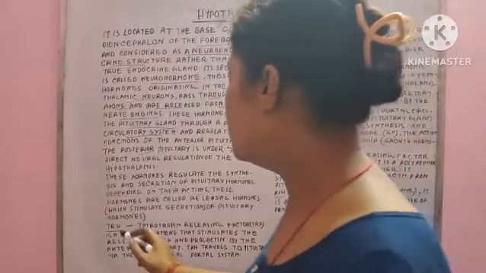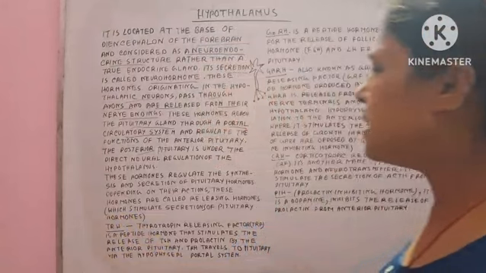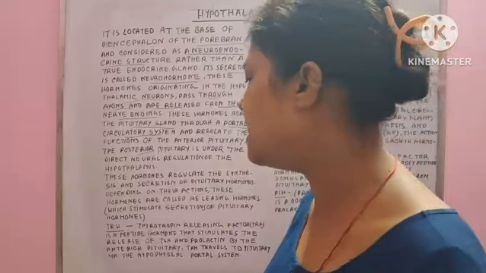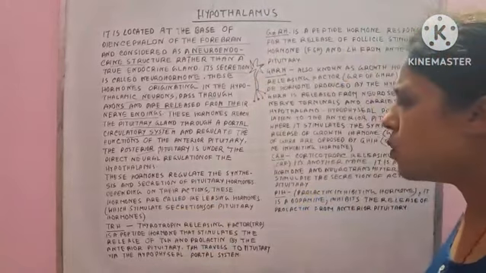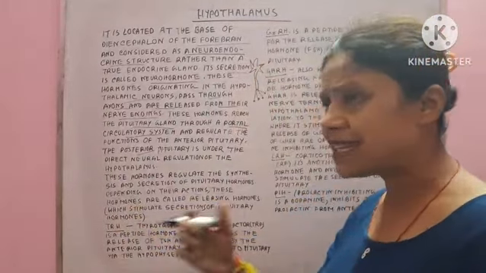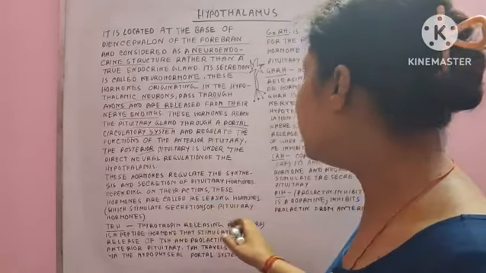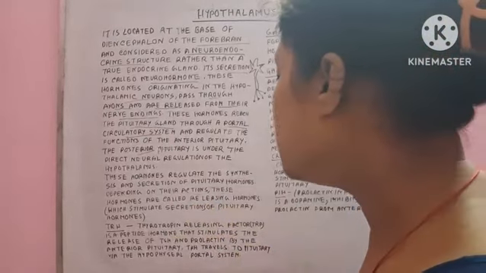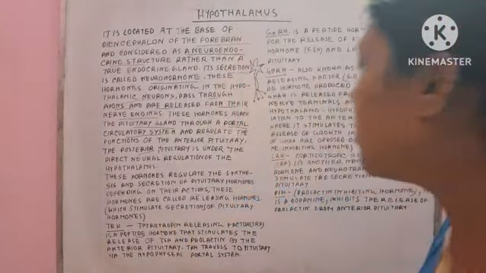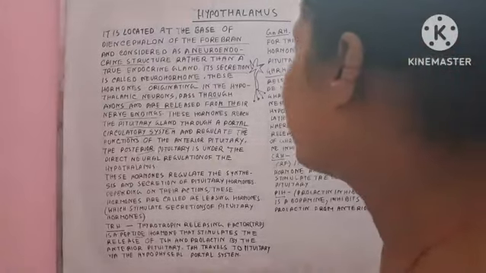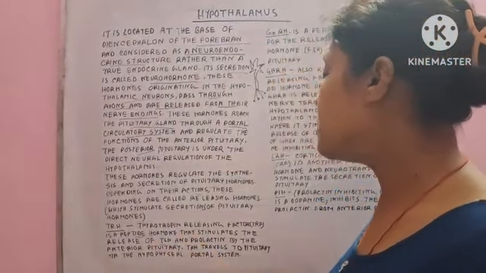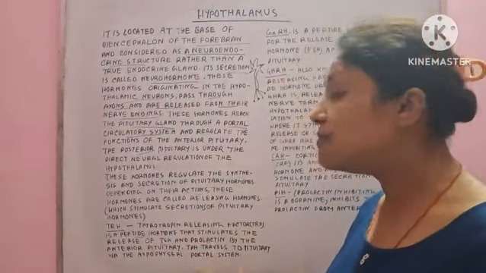Now the first one is TRH, the thyrotropin releasing hormone. Another name for thyrotropin releasing hormone is thyrotropin releasing factor, or TRF. This is a peptide hormone, or you can say a protein type of hormone, and it stimulates the release of TSH. TSH is what? TSH is known as thyrotropin stimulating hormone.